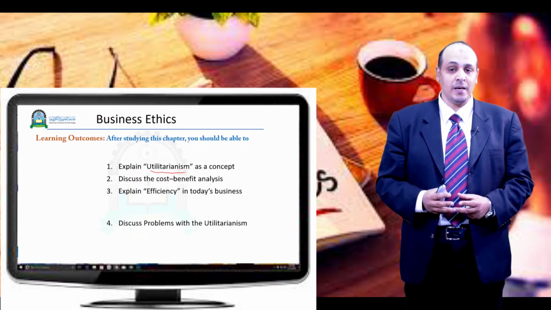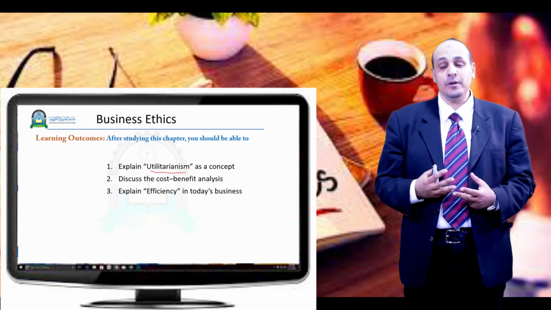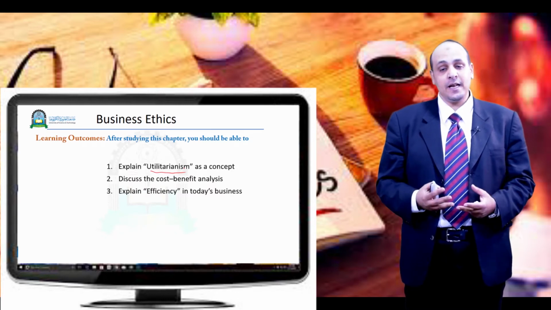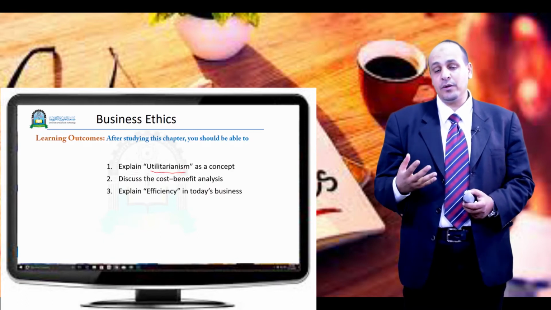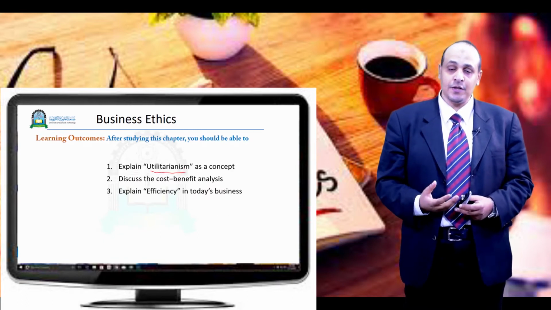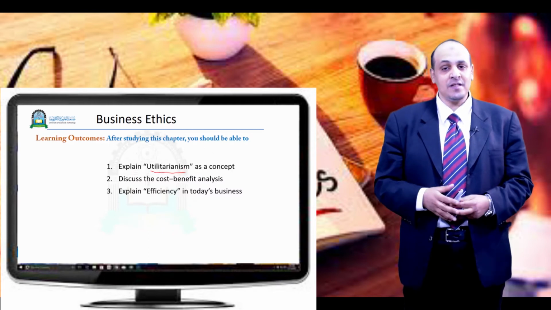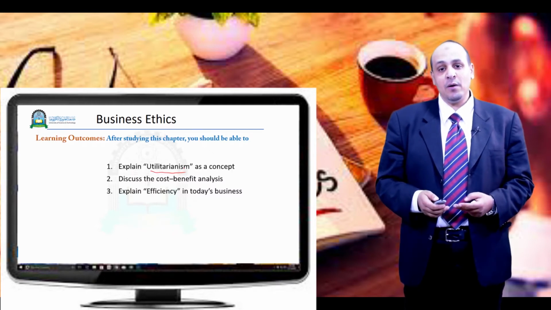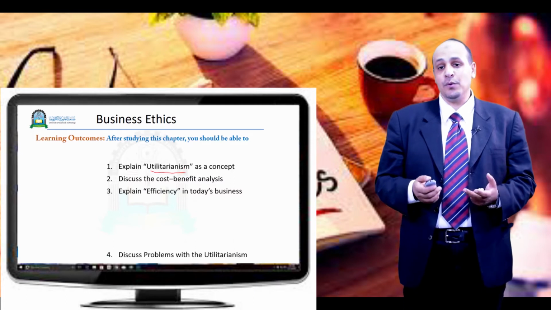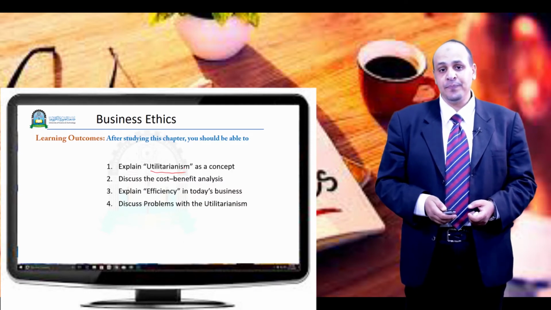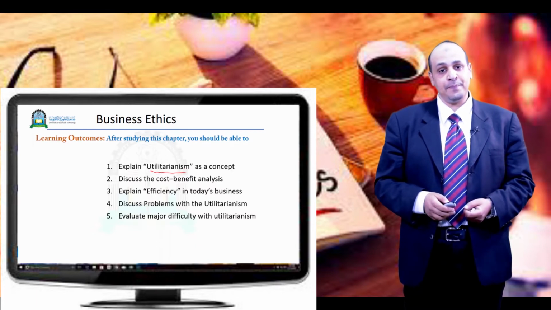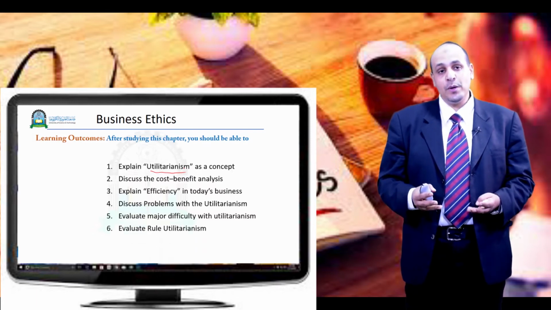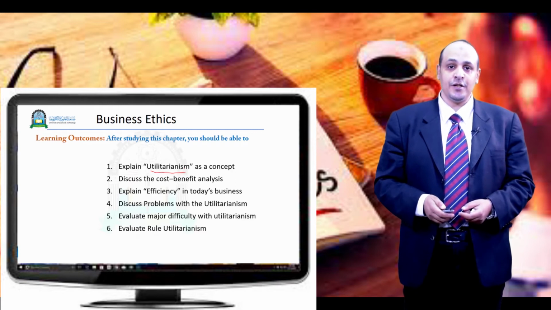When we talk about the principle of utility and utilitarianism, it can be understood from different points of view according to the people involved in the decision, and that is why we may have some problems here. We will also evaluate the major difficulty with the term utilitarianism, and evaluate rule utilitarianism. And we will have the following contents here, inshallah.